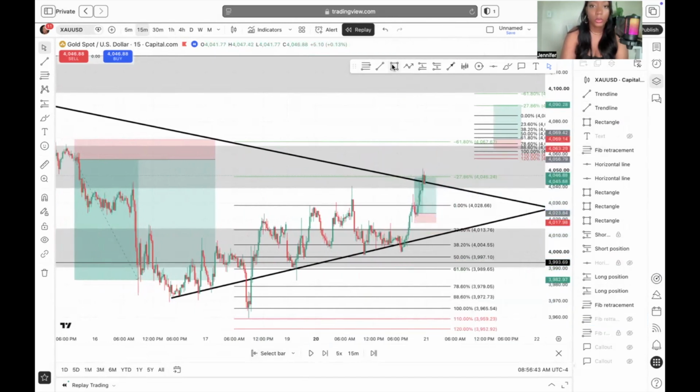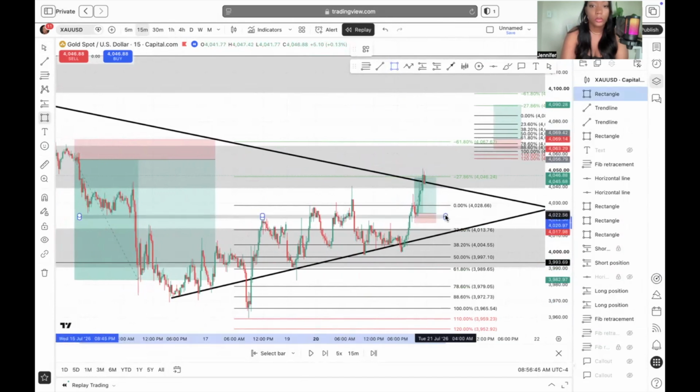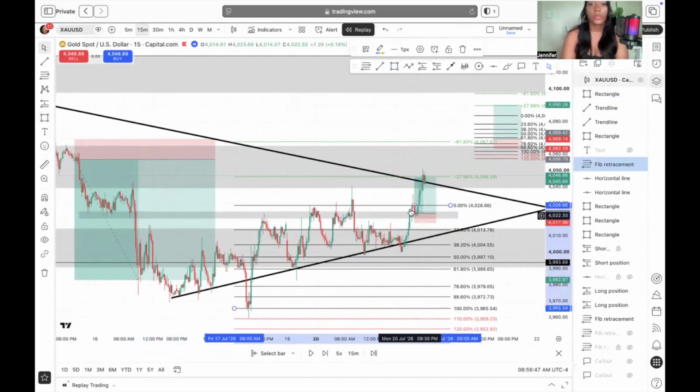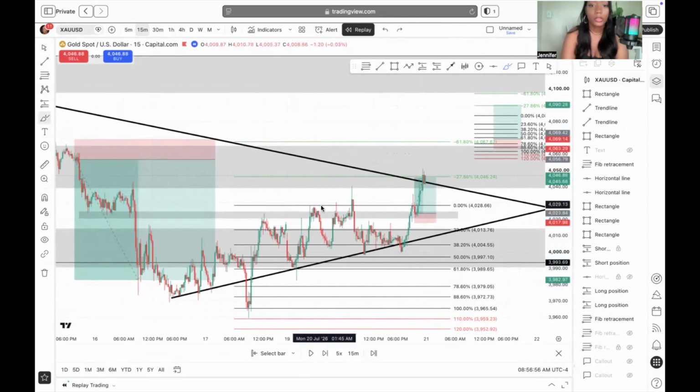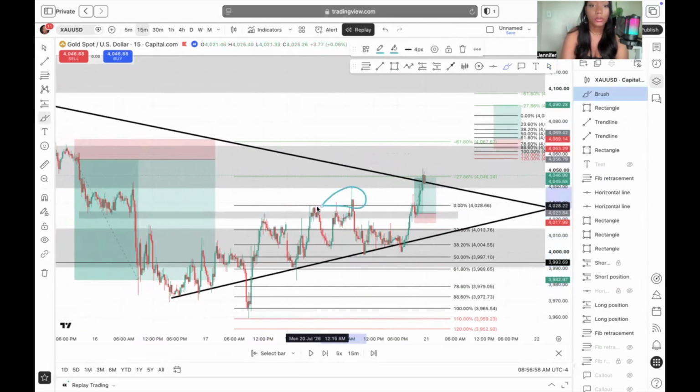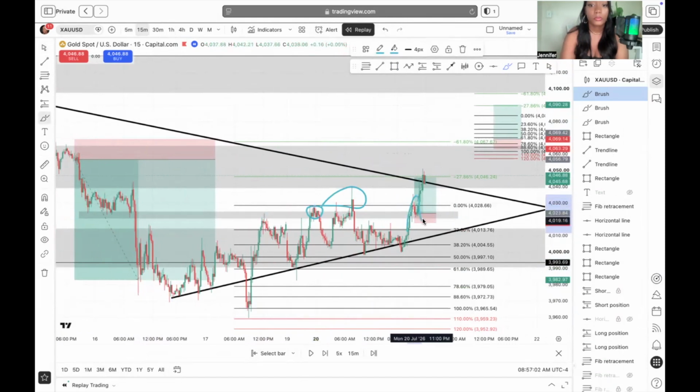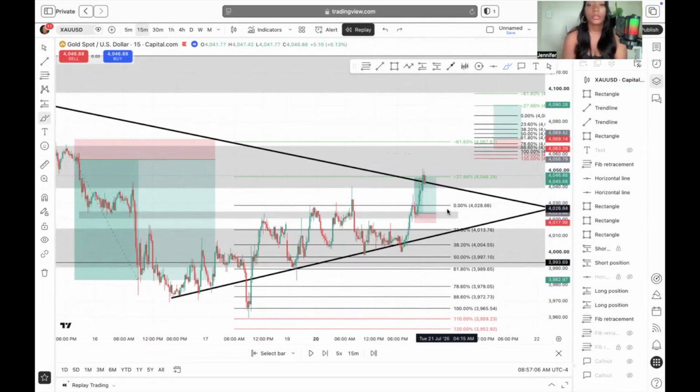This was a zone right here. Okay. Break and retest out of the zone. All of this that you see is wicks. This wick, momentum. All right. Yeah, so we hit the TP.